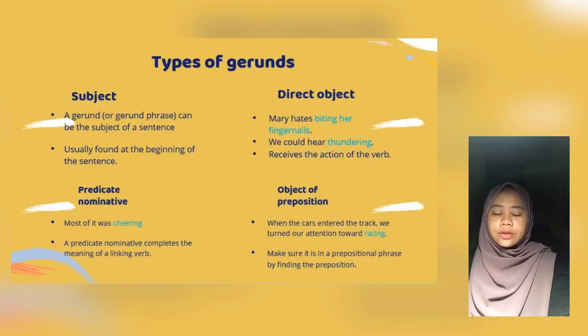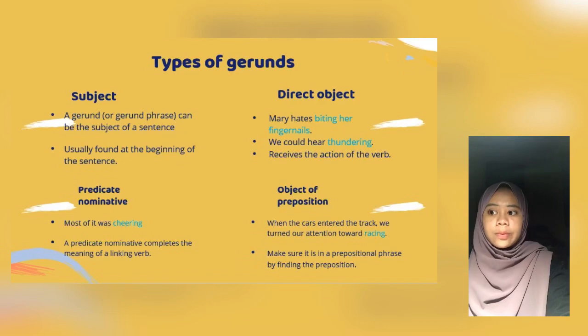Types of gerunds. 1. Subject. A gerund or gerund phrase can be the subject of a sentence, usually found at the beginning of the sentence. 2. Predicate nominative. Most of it was cheering. A predicate nominative completes the meaning of a linking verb.